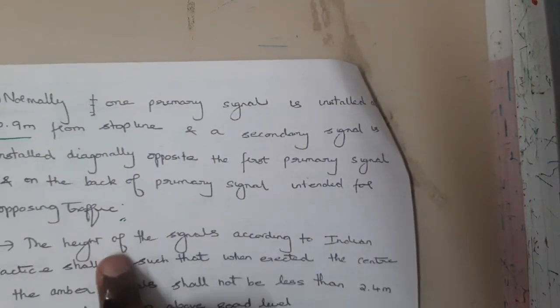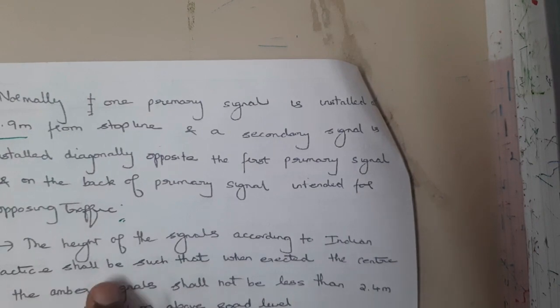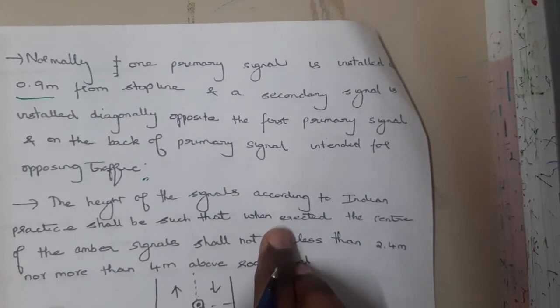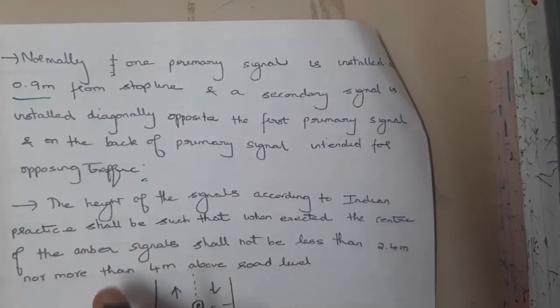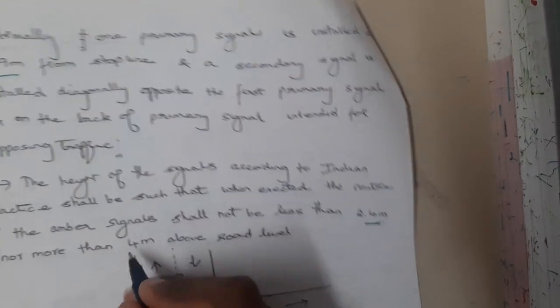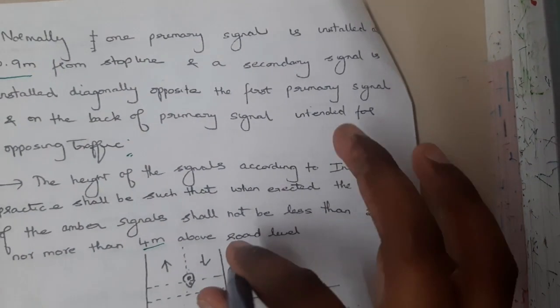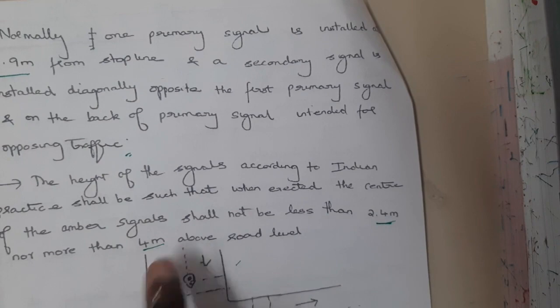The height of the signal according to Indian practices shall be such that it exceeds the center beam, that is 2.4 meters, and not more than 4 meters. So the height should be at least 2.4 and not more than 4 meters.